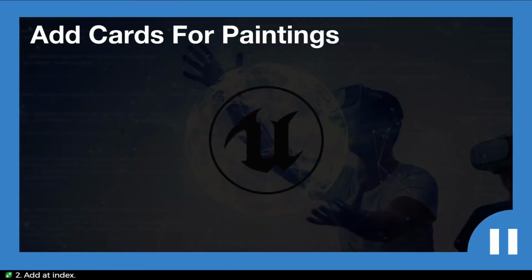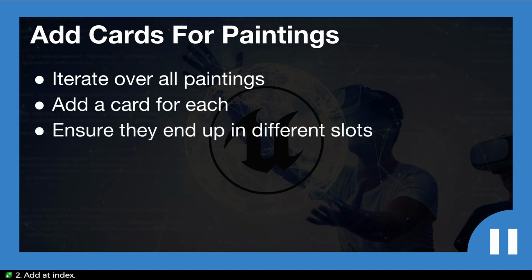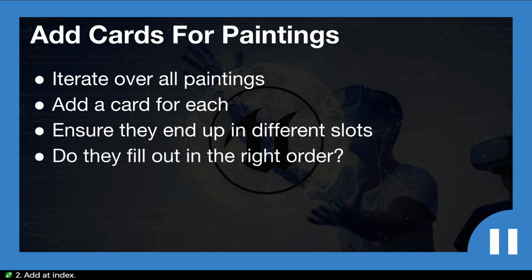So let's take a look at your challenge definition. To add cards for the paintings, iterate over all the paintings in the index. Add a card for each of them. Ensure they end up in different slots. By this I mean that we're not adding all the cards into the same slot and you won't be able to see them in the UI. And do they fill out in the right order? By that I mean, do you get first the top left, then the next one along, then the next one along, and so on. That's how I expect them to come across, from left to right, from top to bottom. But is that the order they come out in? And if not, how could you correct for that? Pause the video and have a go.